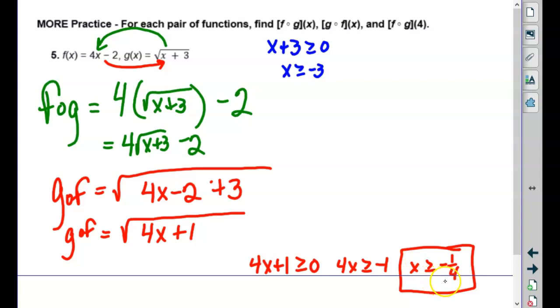But now it says it has to be greater than -1/4. Are we okay? Yeah, this doesn't include any extra numbers. It actually is a smaller domain than this.